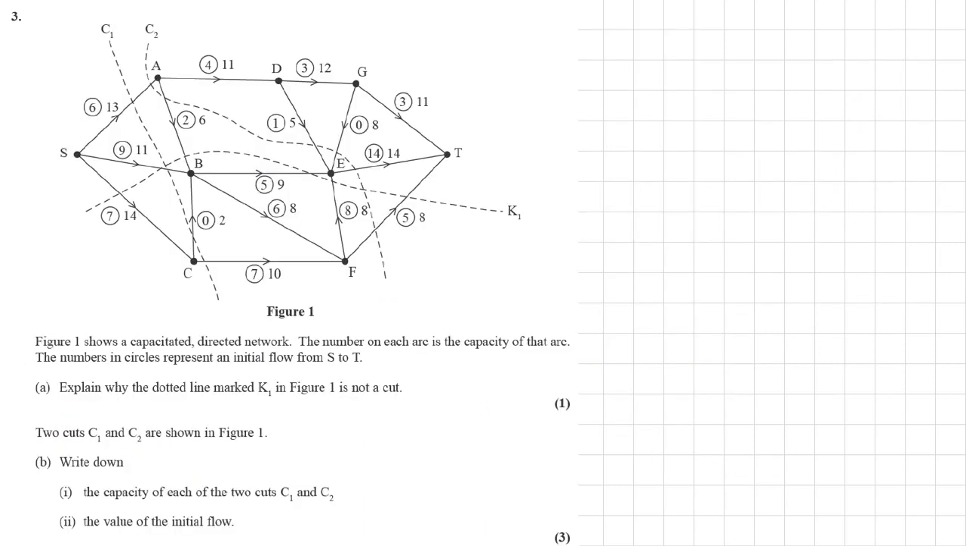Question 3. Figure 1, that's figure 1 here, shows a capacitated directed network. The number on each arc is the capacity of that arc. The numbers in circles represent an initial flow from S to T. Part A, explain why the dotted line marked K1 in figure 1 is not a cut. Okay, so let's just highlight that so you can see. So K1 is here, that's this dotted line.